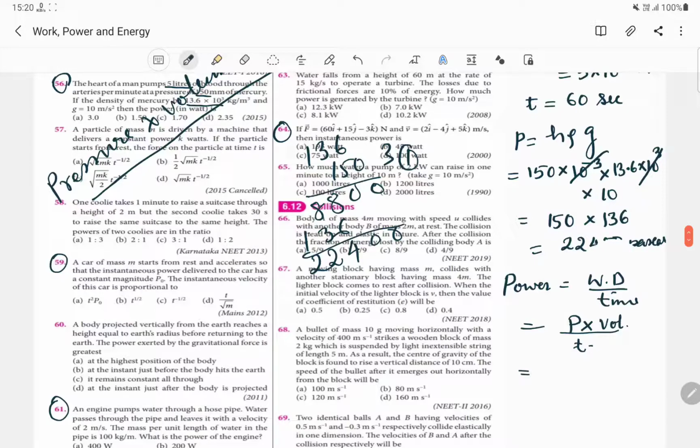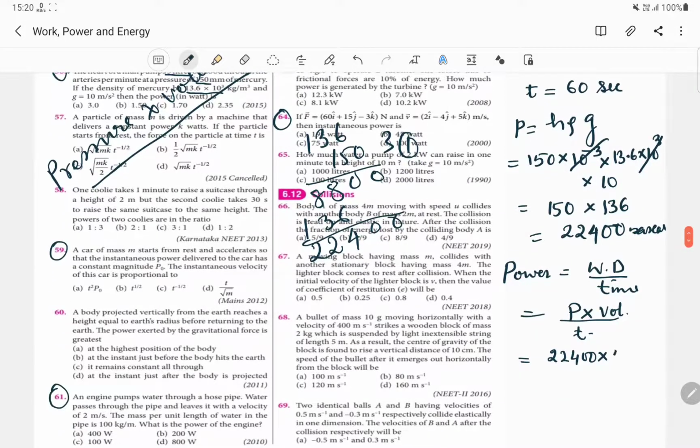So pressure is how much? This is 22400. We just write it as 22400. And what about the volume? Volume is 5 into 10 to the power minus 3, divided by time, we will be having 60. So 5 twelves are 60, and 22400 divided by 12.